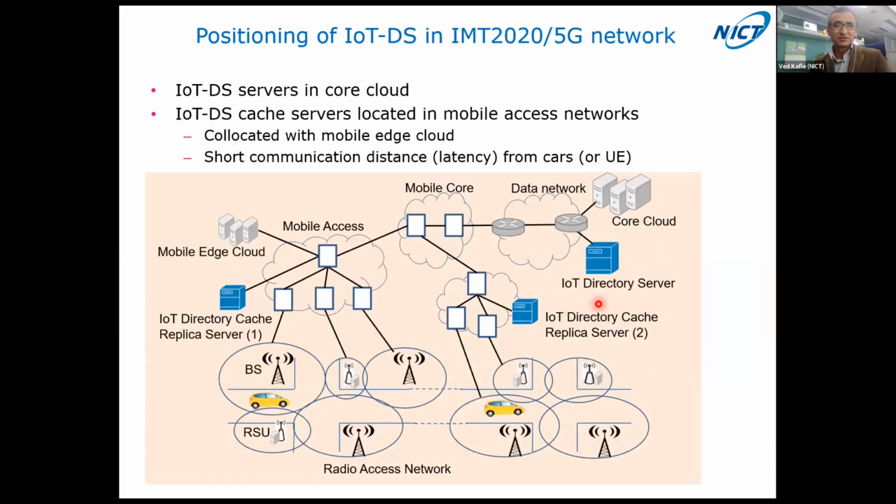And we have also thought of implementing this type of directory service in the cellular network system. So what we have proposed here is that the central directory service system can be somewhere in the cloud, and the edge or cache servers can be located at the edge. This edge system is directly connected to the roadside units as shown here, so that we can reduce the latency.